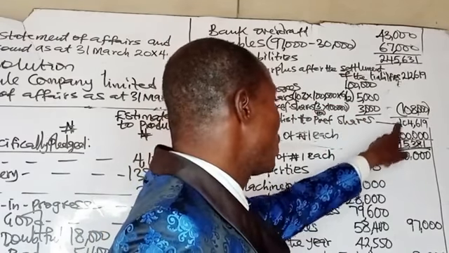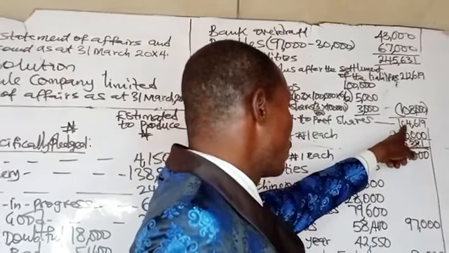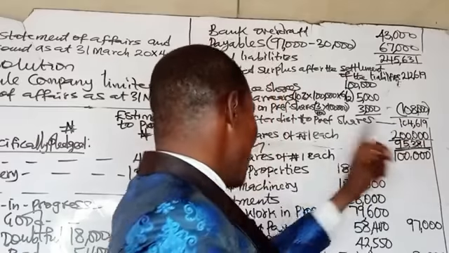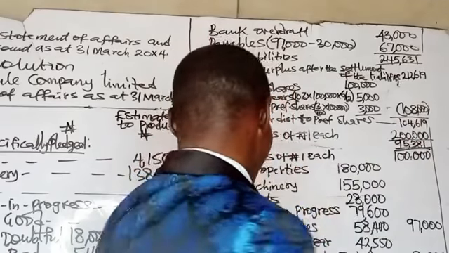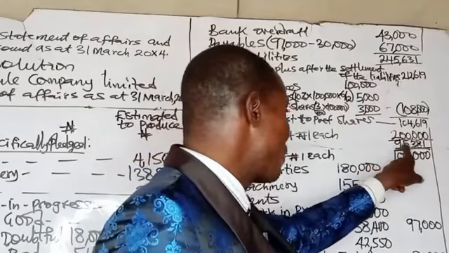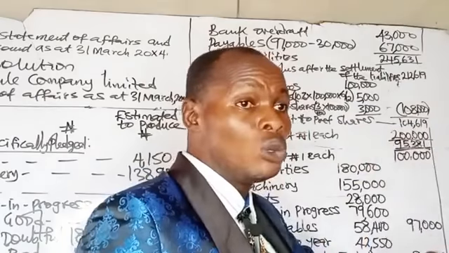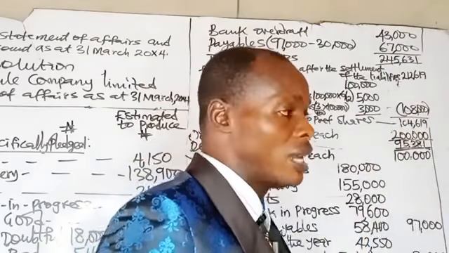From 200,000, they will only get 104,619, which is 104,619 divided by 200,000. That is the amount they are going to get per share. So the remaining ones, they are going to lose. If you have 95,381 divided by 200,000, that is the amount they are going to lose per share. That is their loss per share.